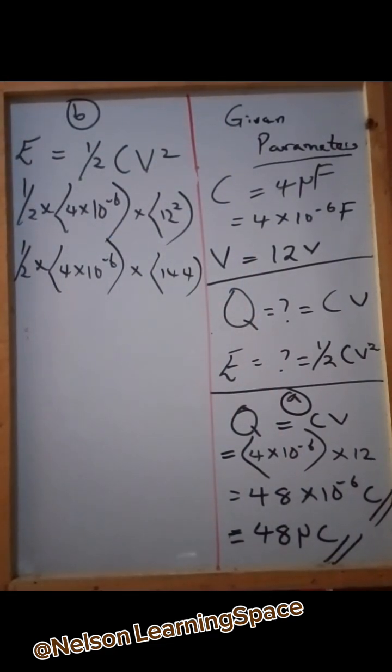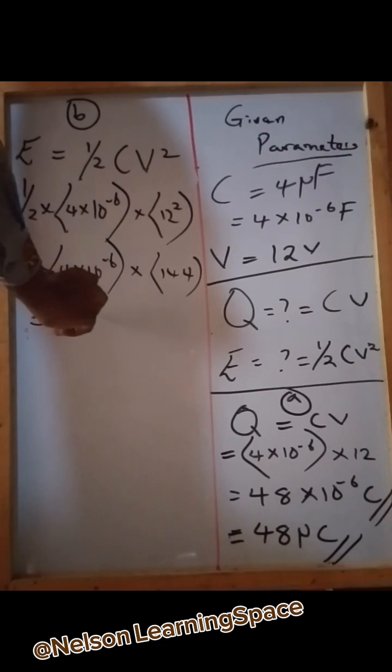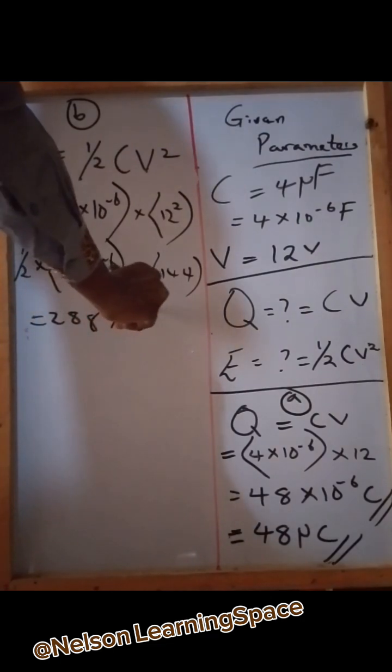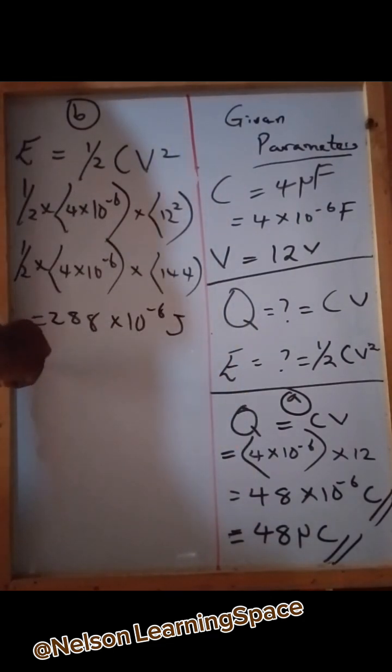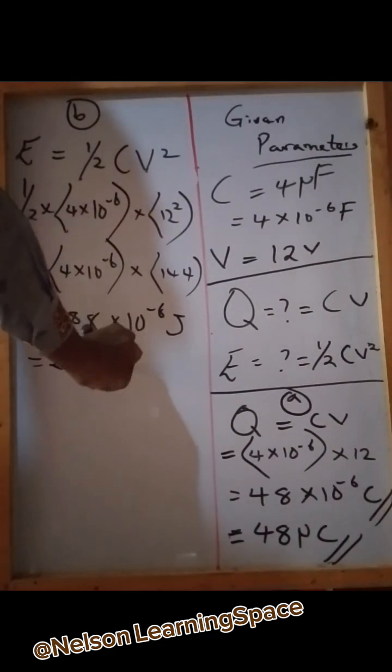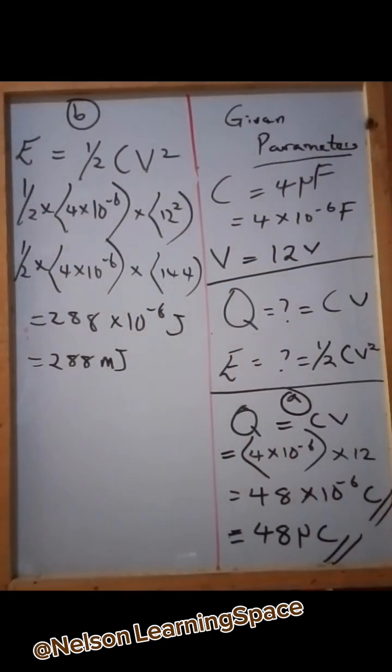Now let's bring it all together. Let's solve. That's 4 times 144. That's 576 times half. That's 288. So that will be equal to 288 times 10 raised to the power minus 6. You can either leave it here as joules or equal to 288 millijoules. We're done with number 1. Don't forget the formula. Q is equal to CV, while energy stored, which is E, is equal to half CV squared. So let's try number 2.